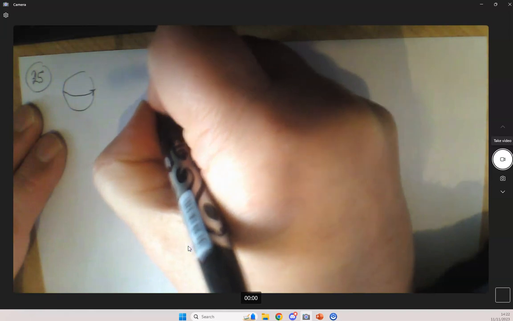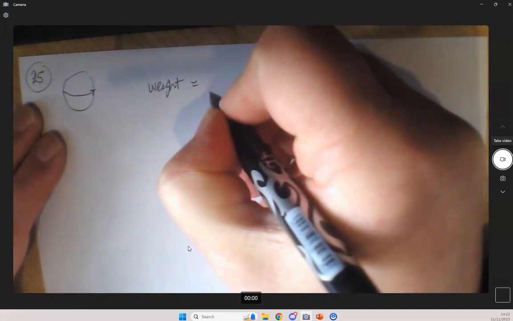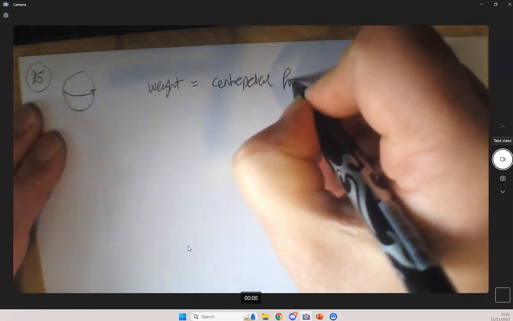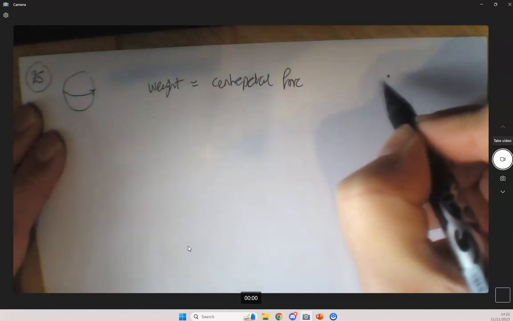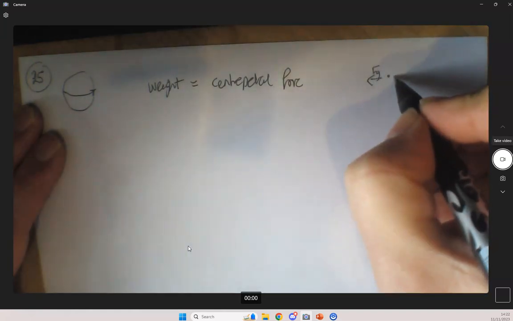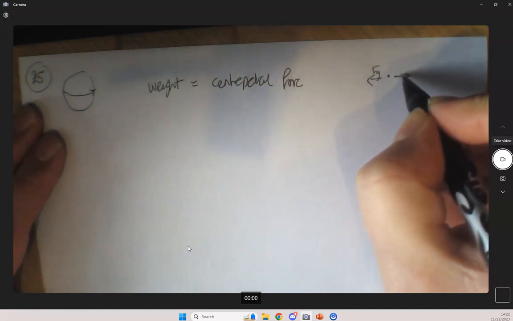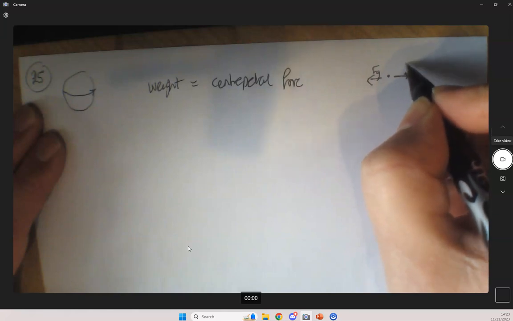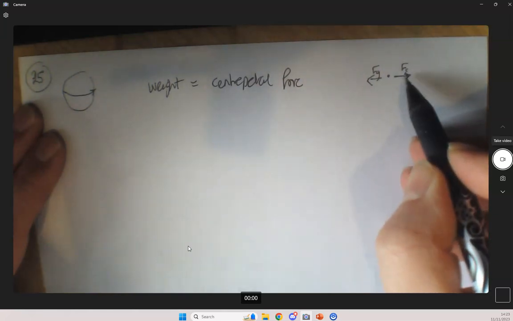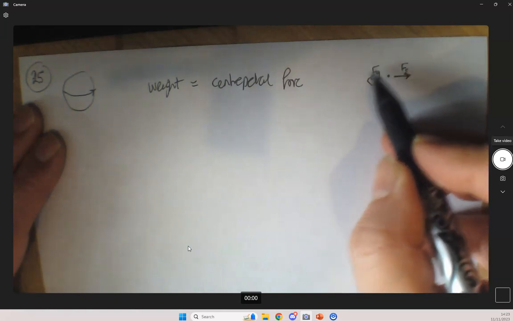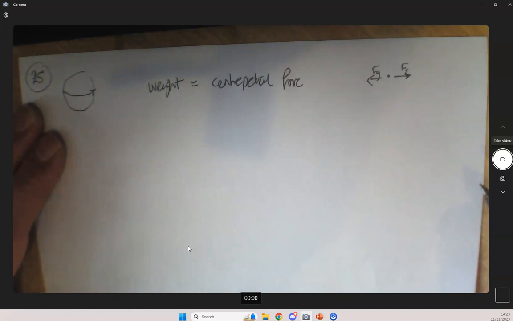Now for that to happen, the weight would have to be equal to the centripetal force. Because at that point my object is getting pulled to the centre of the Earth with a force due to gravity, and it needs a centripetal force equal and opposite, and that means it would basically be weightless as it goes around the centre of the Earth.